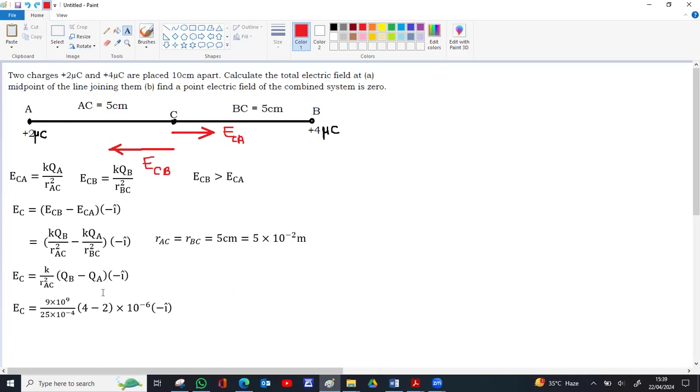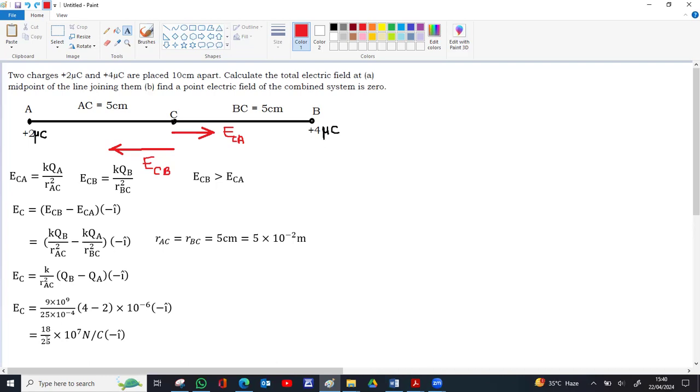Now 4 minus 2 microcoulomb common out. K is 9 into 10 raised to 9. R square is 25 into 10 raised to minus 4. 4 minus 2 is 2, 2 times 9 is 18. So 18 by 25. 18 by 25, exponent 9 plus 4 will go on the top. Minus 4 will go to the top as plus 4. So 13. 13 minus 6 is 7.